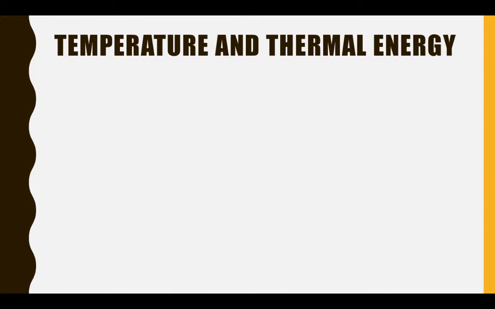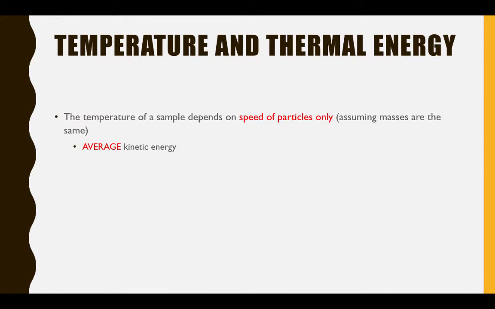So how do temperature and thermal energy differ? Temperature, as we've said, is the average kinetic energy. Therefore, it depends on the speed of the particles only, assuming all of our particles are of the same material, so they have the same mass. So it's only the speed that matters, not how many particles there are. Since it's an average, it's only the speed that counts, not how many particles there are.